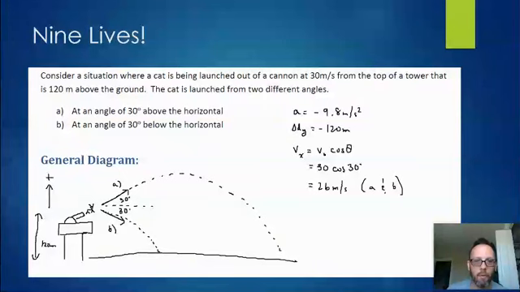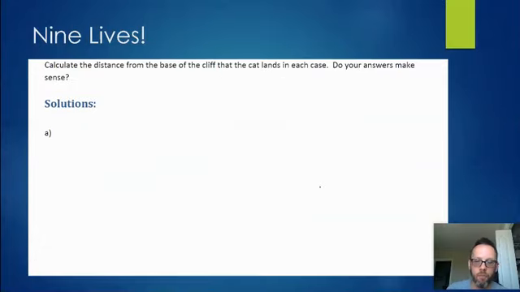So let's go on to part A. How far will our cat travel? We launch it at 30 degrees above the horizontal. Just to recap, we have picked up as positive. We have, therefore, our acceleration, negative 9.8. Our delta dy, negative 120 meters. Vx, we got 26 meters per second. And that's what we know so far.